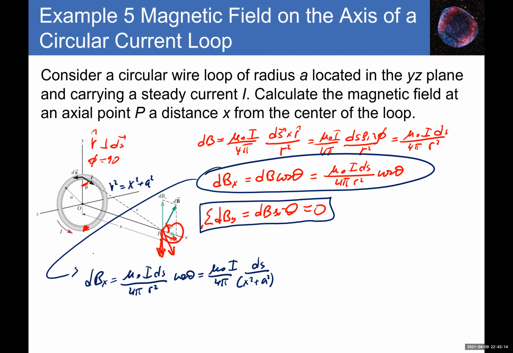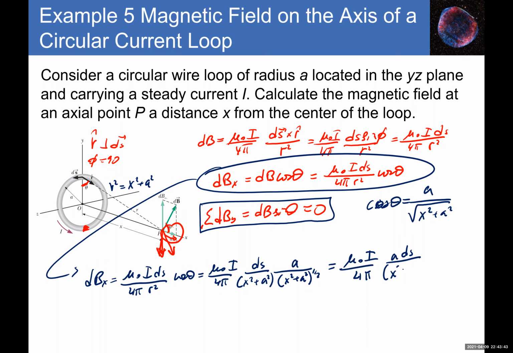So I can say then cosine of theta is equal to adjacent a over hypotenuse, which is the square root of x squared plus a squared. That means rewriting cosine of theta as a over (x squared plus a squared) to the 1/2. So I'm going to get mu naught I over 4 pi, then a ds over (x squared plus a squared) to the 3/2. And that's my expression.